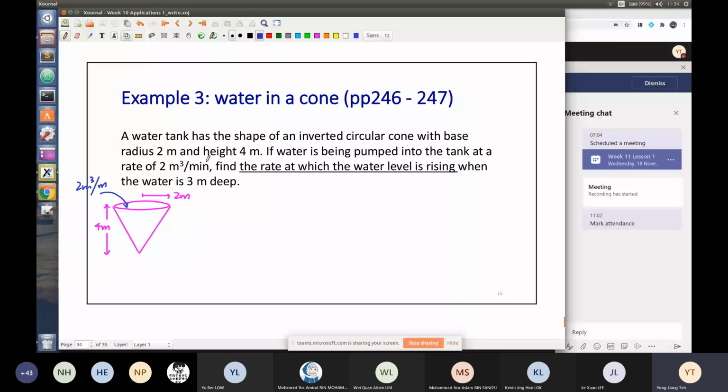Find the rate at which the water level is rising when the water is 3 meters deep. When the water is 3 meters deep, since the cone is 4 meters, it is maybe somewhere around here. And then I want to know the rate at which the water is rising. The rate at which the water is rising has to be the height. So if I call this h of t, what is my h prime of t? Any problems with the interpretation?